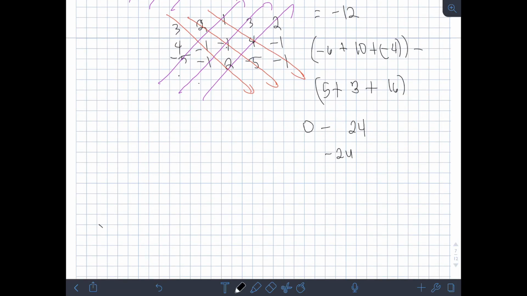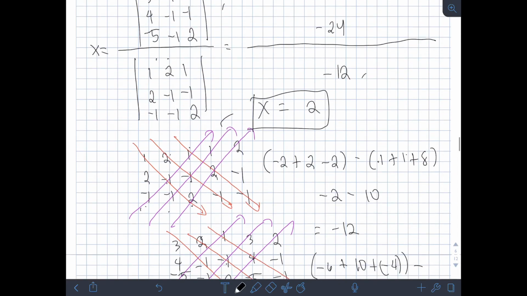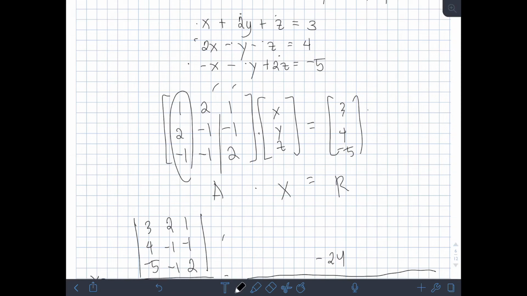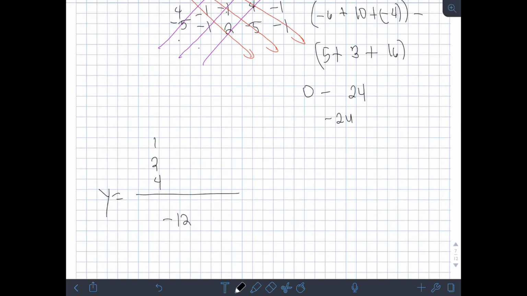Then for y, we have yung determinant natin sa denominator is same pa rin, di ba? Ito, nakuha na natin, which is itong negative 12. Ito na lang numerator. So papalitan naman natin tong column 2 ng constant. So we have 1, 2, 4.